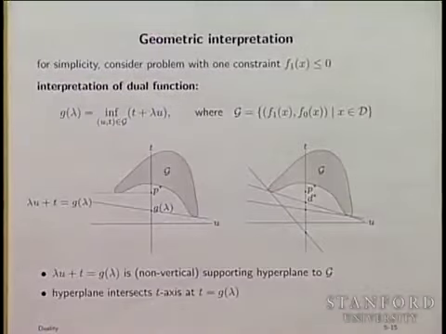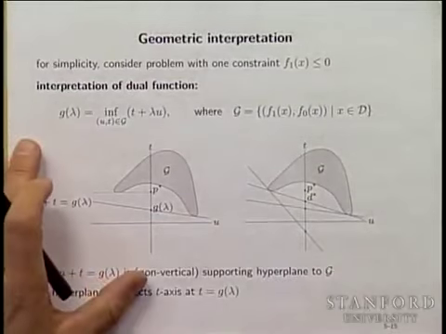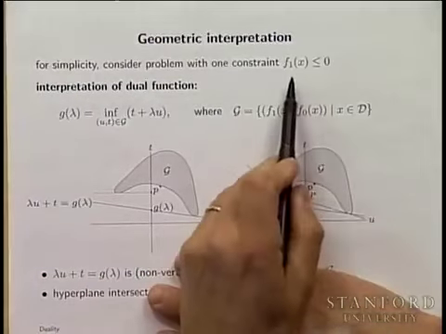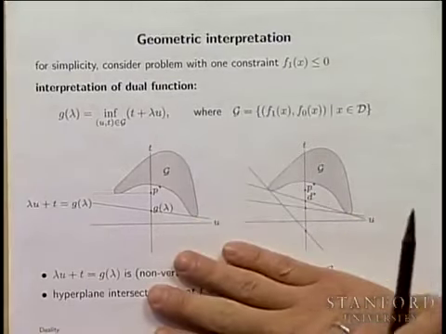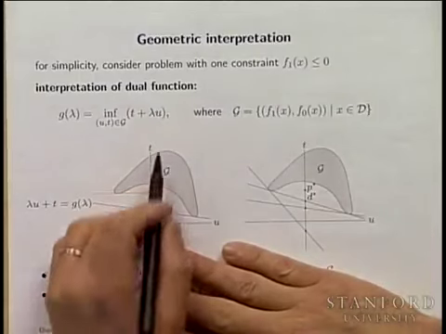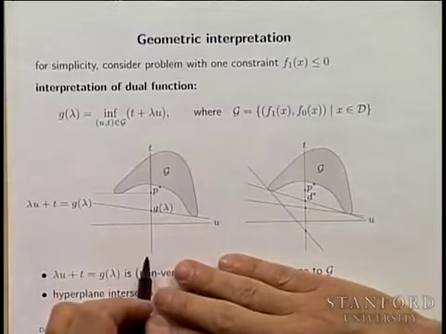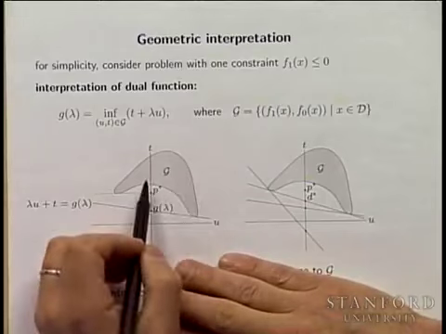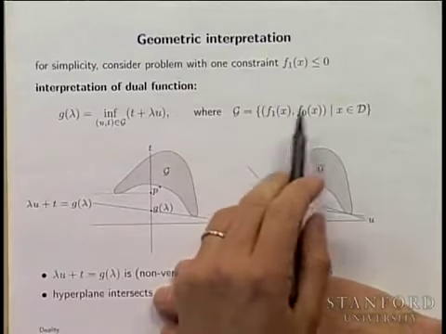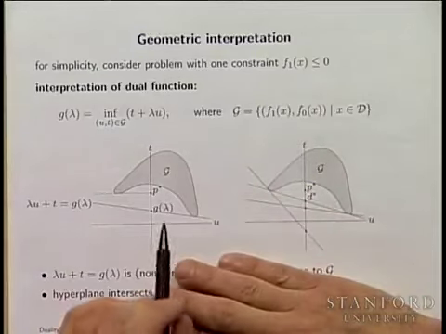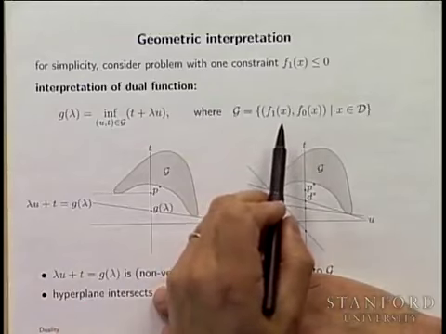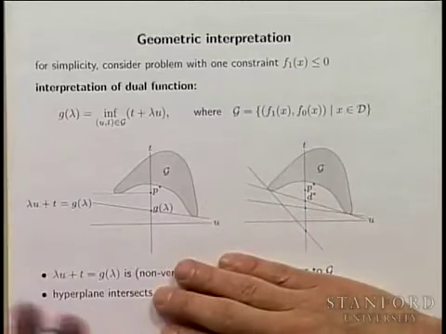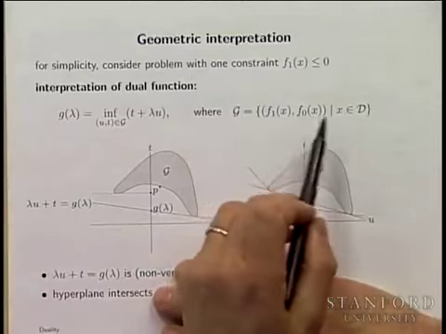All right. So let's see if we can do this right. So we're going to do a problem with just one constraint. So what we're going to do is minimize. I'm going to draw the graph of the problem. For each x in the domain, not feasible, each x in the domain, I'll evaluate this pair.